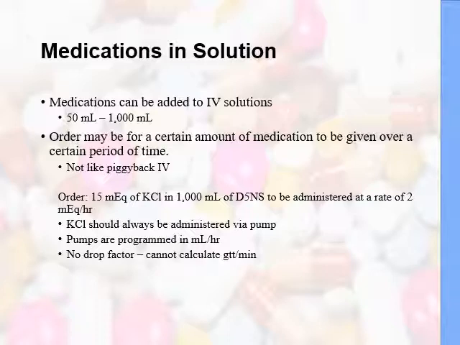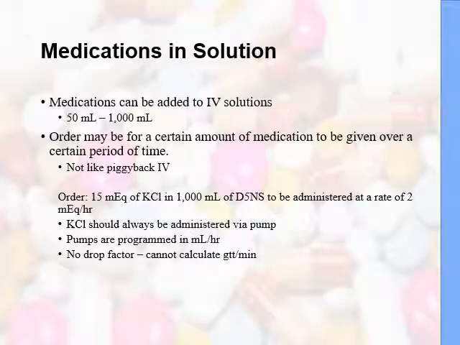The order that you'll see may be for a certain amount of medication to be given over a certain period of time, but you're not going to work this problem like you do the piggyback IVs. It's going to be different. So let's take a look at this order. The order might say something like 15 milliequivalents of potassium chloride in 1,000 mLs of D5NS to be administered at a rate of 2 milliequivalents per hour.